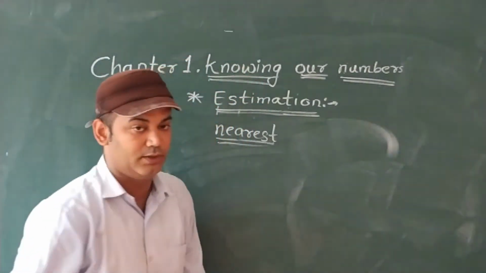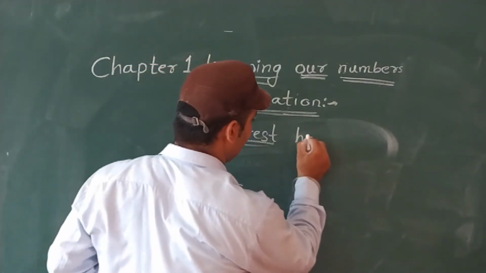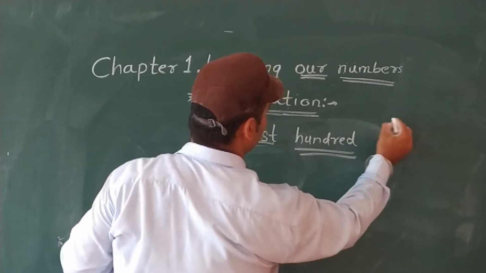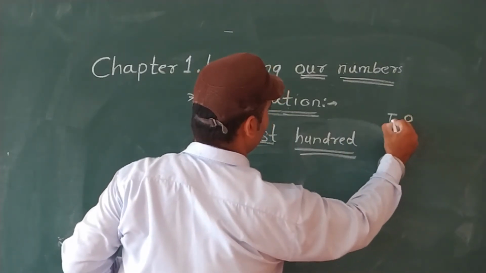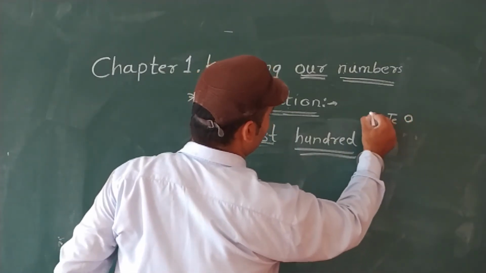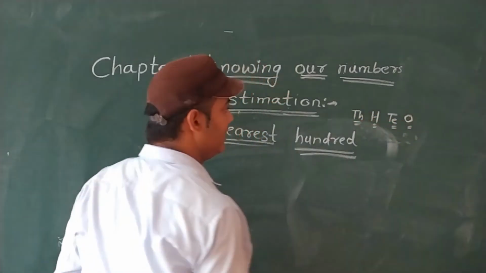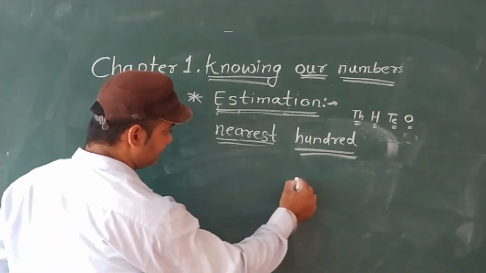Same procedure you have to follow. Nearest 100. Ones, tens, 100 and 1000. These are the place values. Please remember. I hope you already know this.